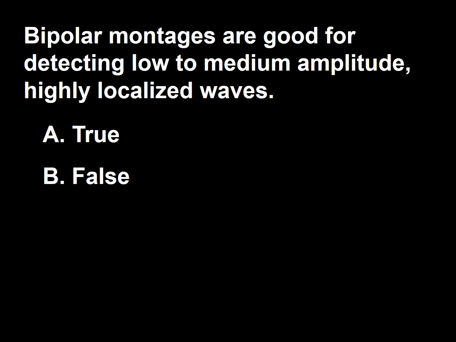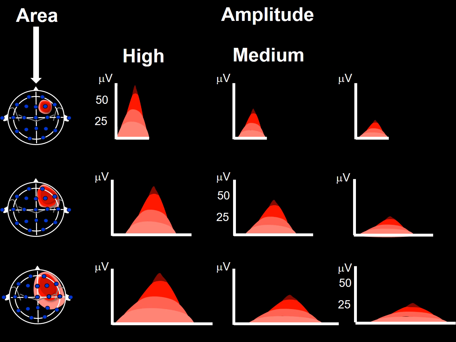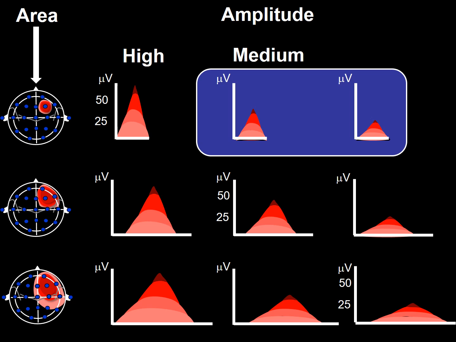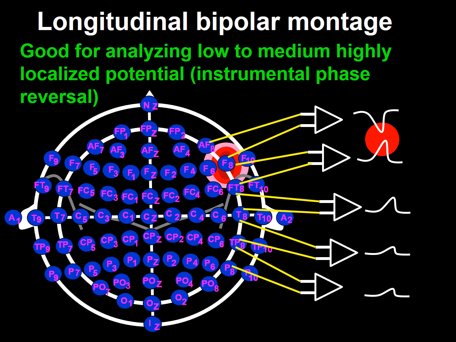Next question. Bipolar montages are good for detecting low to medium amplitude, highly localized waves. A true, B false. I will start answering this question by reintroducing the amplitude area chart that I showed you in the first part of this talk about montages. I have done so to indicate the potentials better detected when using bipolar montages, which are those that are low to medium amplitude and highly localized potentials. These low to medium highly localized potentials produce an instrumental phase reversal that is very easy to notice.